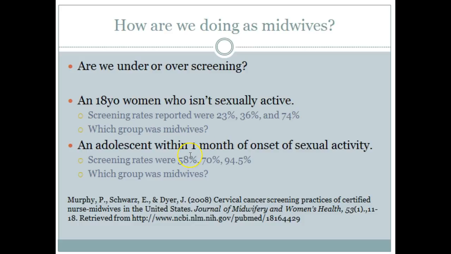And then we can see in this next case study, an adolescent within a month of onset of sexual activity, 58% of the women's health NPs said they would, 70% of the nurse midwives said that they would, and then almost 95% of OBs said that they would. And again, this woman shouldn't be papped. Even if she's sexually active, we should be waiting until she's 21.